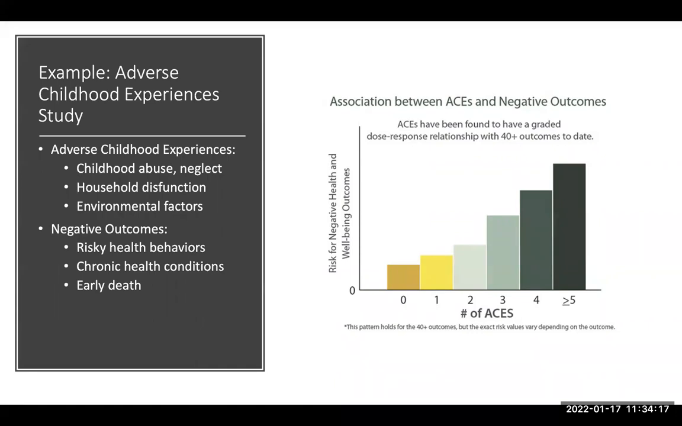So, including drug or alcohol abuse, smoking, not being physically active, severe obesity, having a lot of sexual partners, attempted suicide. These are some of the negative outcomes that are long-term consequences for people who experience childhood abuse and neglect, and also other types of adverse experiences. So also chronic health conditions, heart attack, heart disease, asthma, mental health issues like depression, physical disability. These are some of the consequences.